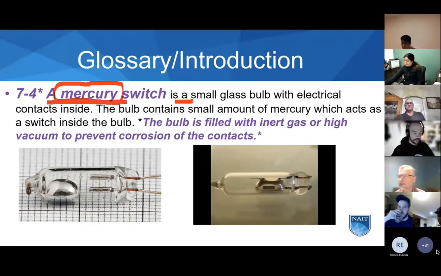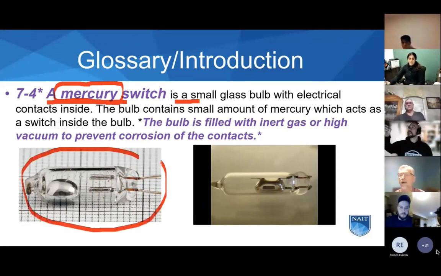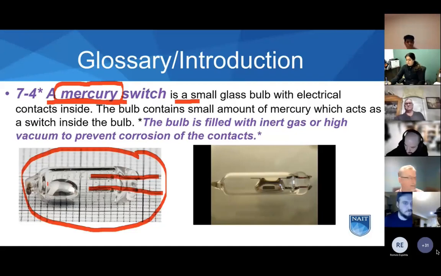What is a mercury switch? It looks like this. This is about an inch long, inch and a half long. It's a glass bulb. There are electrical contacts inside. You see two wires coming into this envelope. That's an electrical contact. How do we open or close that contact? Mercury is a metal that's liquid at atmospheric pressure and normal temperatures.